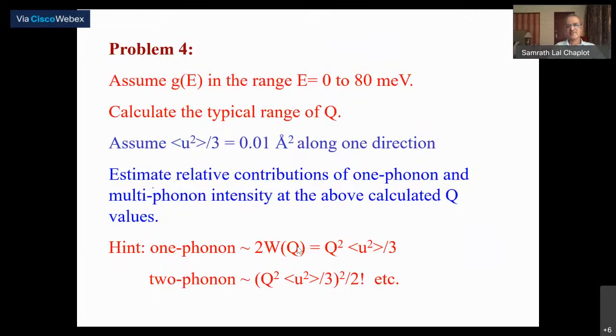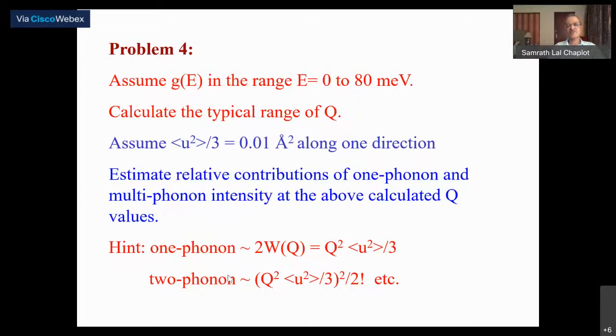The one phonon intensity is proportional to Q square U square, of course multiplied by the Debye-Waller factor, which is a constant, and the two phonon intensity is proportional to the same thing squared divided by factorial 2. Three phonon is the same thing cubed divided by factorial 3, and so on. Whereas zero phonon, which is elastic scattering, the corresponding number is just 1. All of these are multiplied by the Debye-Waller factor, but that is a constant term for all of them, so you can ignore it, because we are only looking at relative contributions.